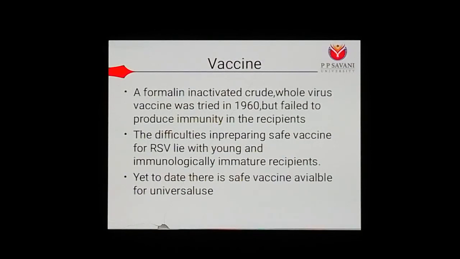Vaccine. A formalin-inactivated crude whole virus vaccine was tried in 1960 but failed to produce immunity in the recipients. The difficulty in preparing a safe vaccine for RSV lies with the young and immunologically immature recipients.